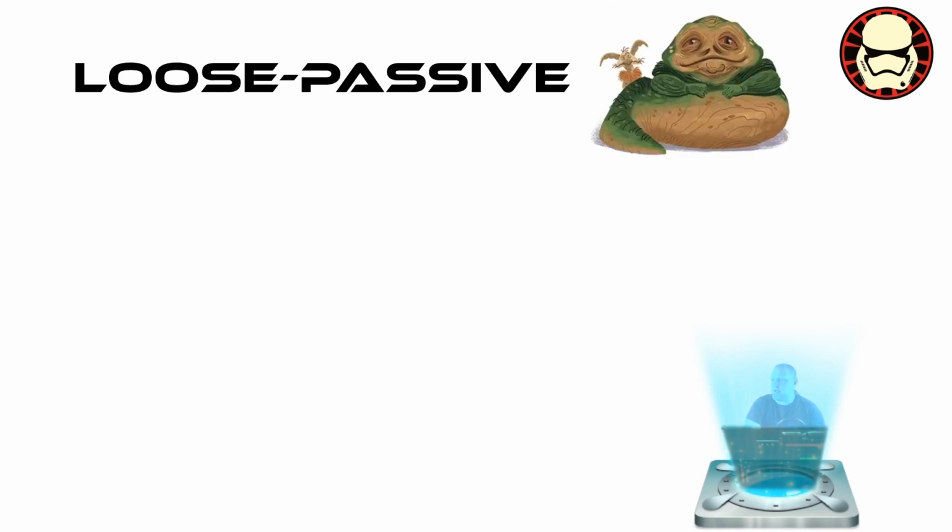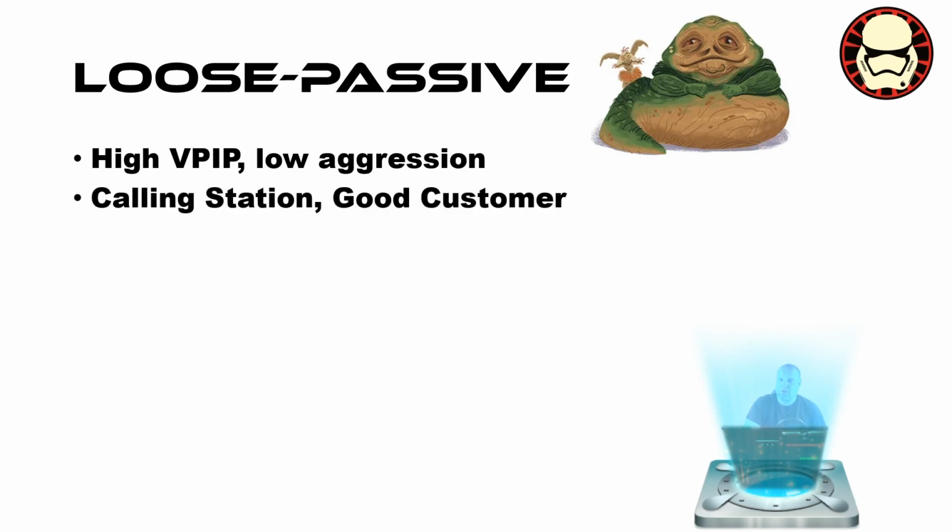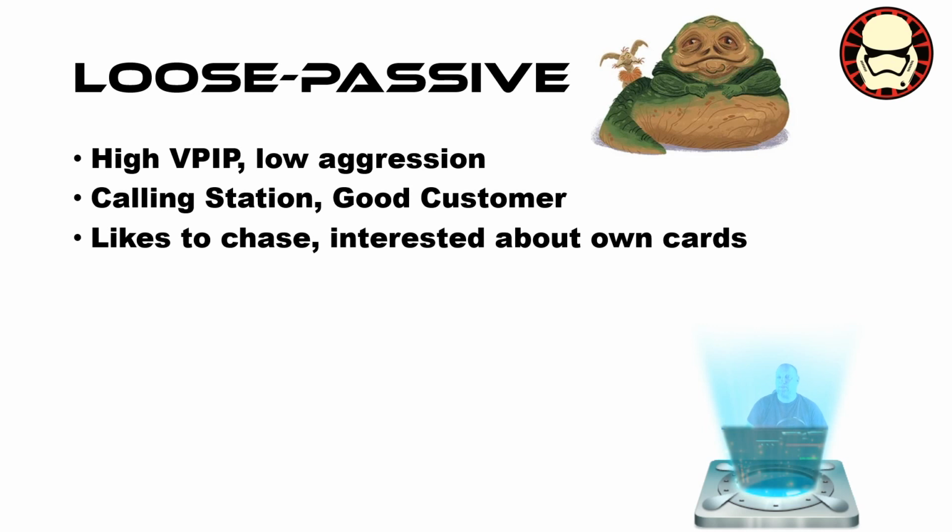Next one is loose passive. So, a passive player, but instead of having tight preflop ranges, this guy plays almost everything. High VPIP, low aggression. In other words, a calling station, or how I refer to them, a good customer. The thing is that these players like to chase.